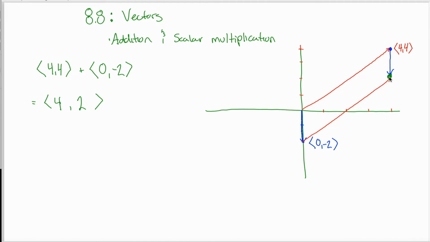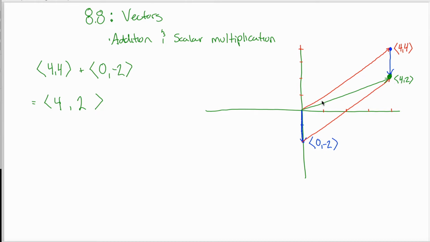And maybe you're like, wait a minute, that's a point. I thought the sum of two vectors should be a vector. Yeah, you're totally right. Pictured is just the point 4, 2, not the vector 4, 2. The vector 4, 2 would be this arrow in green that if I oriented it to start at the origin here, it would end up at the point 4, 2.